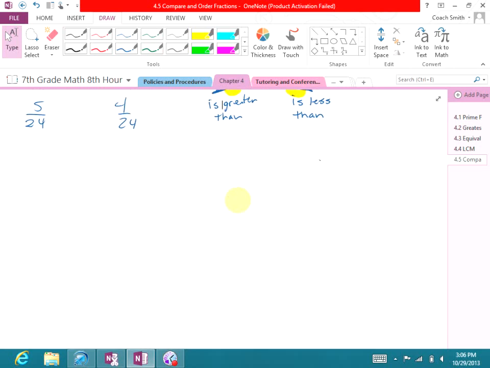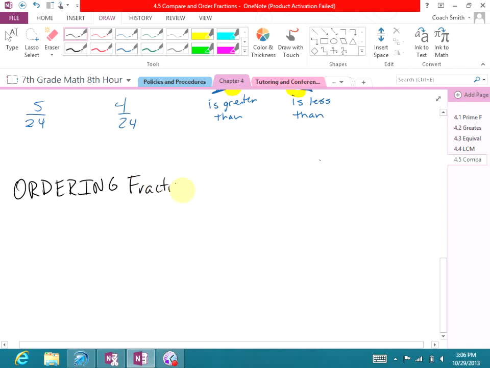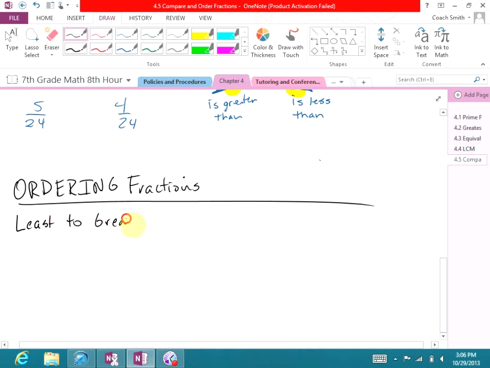Now, that's comparing fractions. Let's look at ordering fractions. Okay, we're talking from least to greatest. Now, here are our fractions: 3 over 8, 9 over 32, 1 over 4, and 5 over 16.